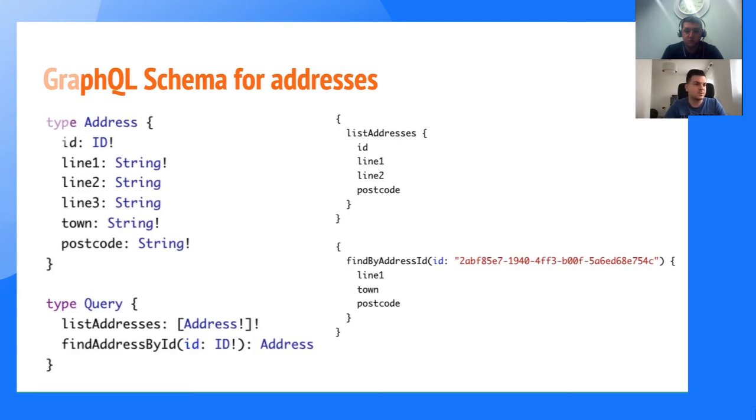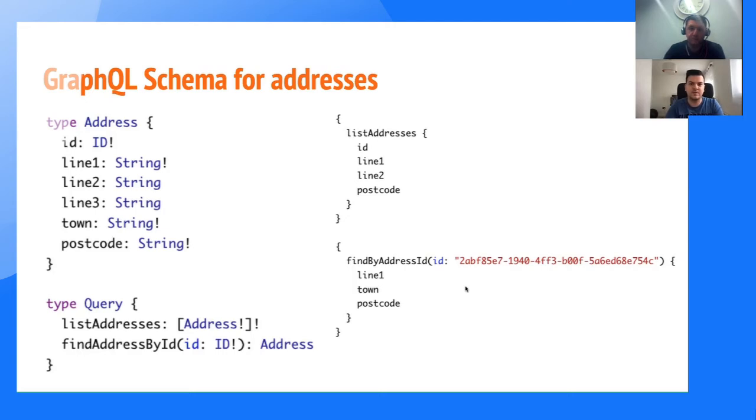Okay, so I can see a question: does the exclamation mark mean mandatory? Yes, it means mandatory from the API perspective, that it must return it. And if it's not there for whatever reason, then it's going to throw you an error. The second query is find address by ID, where we pass in a parameter, an ID, and then it will return an address. This one does not have the exclamation mark because we might not have an address for that particular ID.